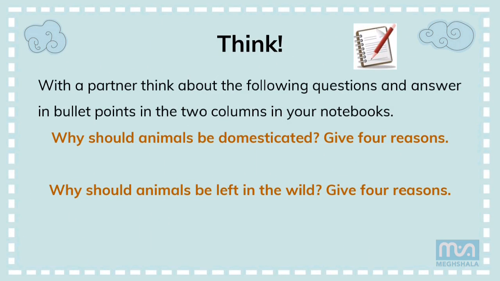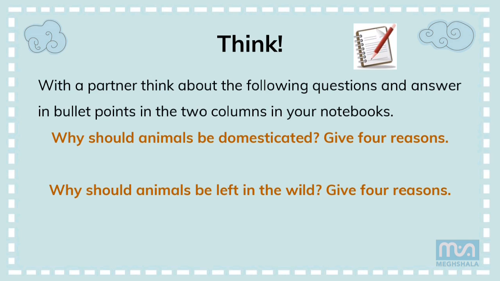So one more activity for you, children. So now you have to think. You have to think with a partner about the following questions and answer in bullet points in two columns in your notebooks. Why should animals be domesticated? Give 4 reasons. So the first question is for you. Why should animals be domesticated? You should give 4 reasons.